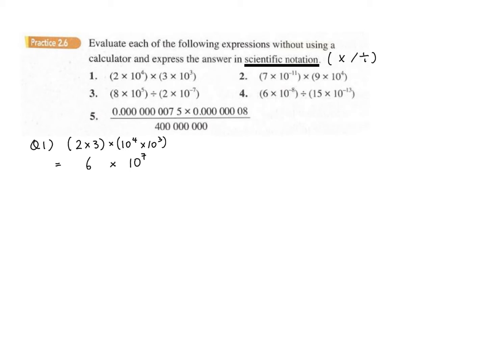Okay, finally check the number, okay? Is it more than 10? Sometimes after multiplying the number exceeds 10, and then it is no longer scientific notation, so be careful. If you see the number is smaller than 10, nothing happens, and in this case you are done. So this is question 1. Question 2 would be very similar. So again, you have to put it like this. Okay, and then here will be 63 times 10 to the power negative 11 plus 4.